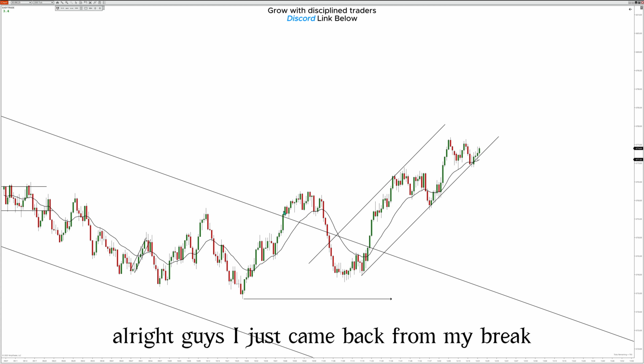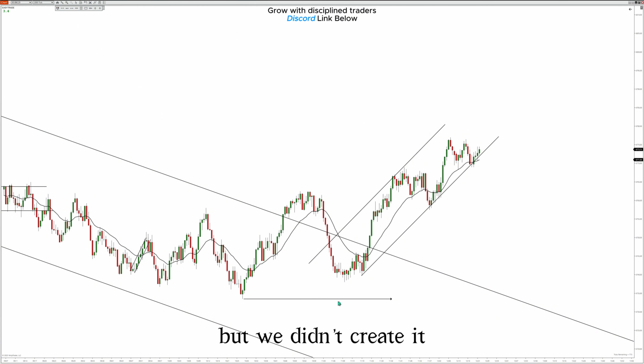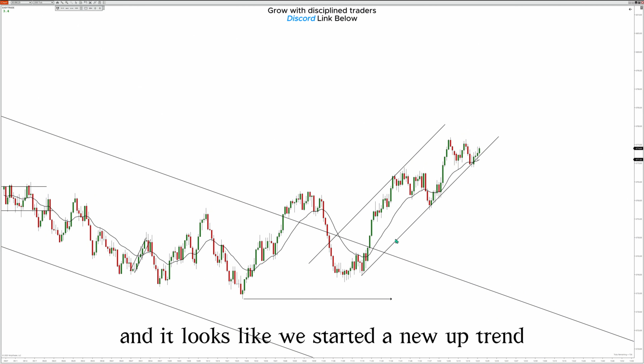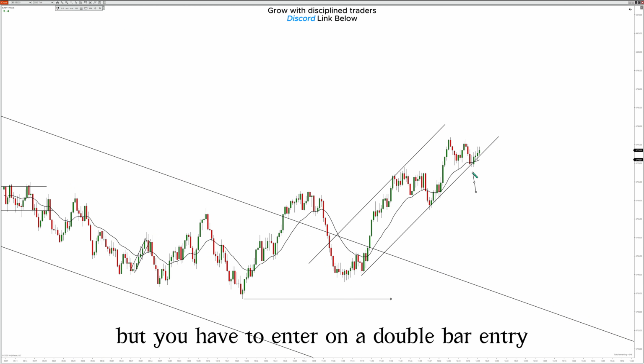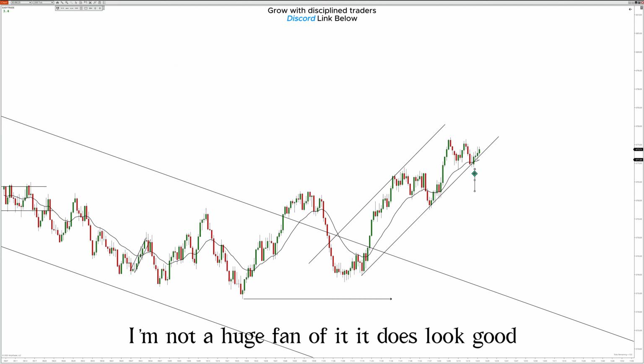All right, guys, I just came back from my break. It looks like we attempted to create new low, but we didn't create it, and it looks like we started a new uptrend to the upside. Now we have a first entry long, pullback, second entry long, and then kind of like a higher low confirming that right here. But you have to enter on a double bar entry. I'm not a huge fan of it.